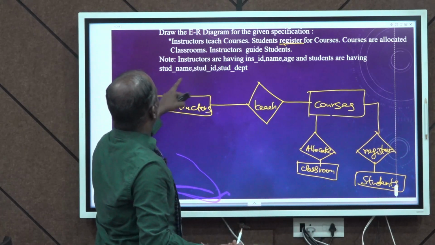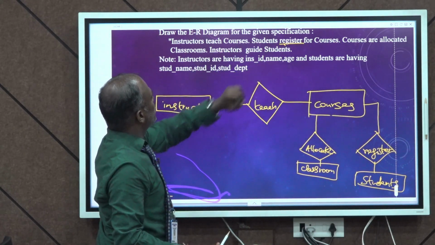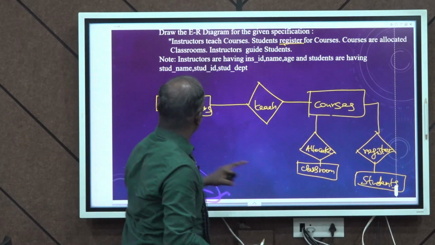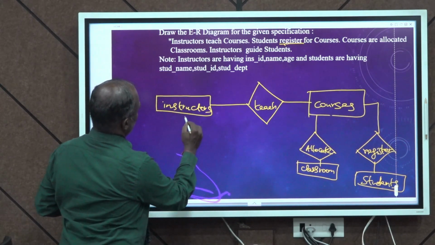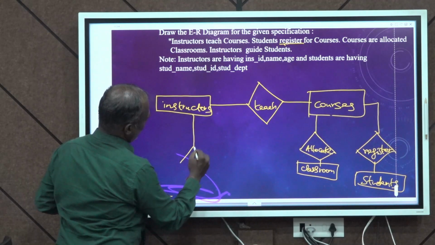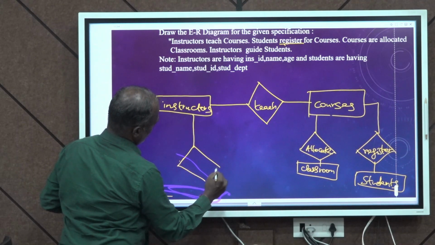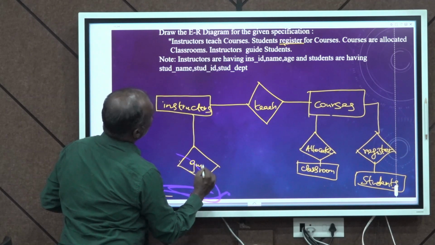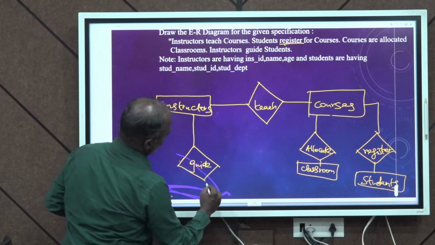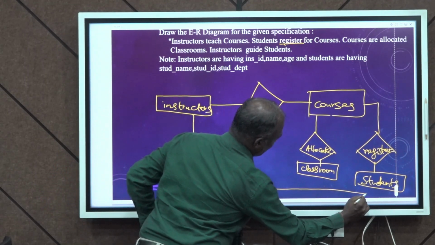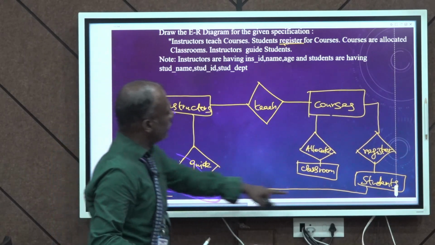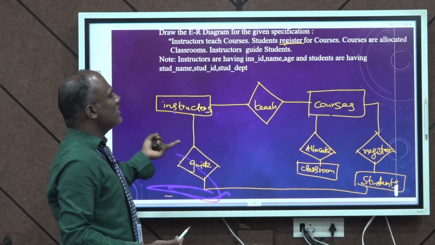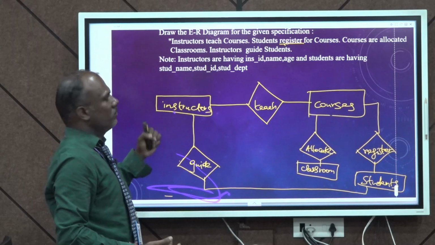Then next, instructors guide students. Student is already there and instructor is also there, right? So we can easily connect them by using guide. Guide is the relation. So based on the relations we can connect the student and instructor. So instructors guide the students. So in this way we can easily draw the ER diagram.